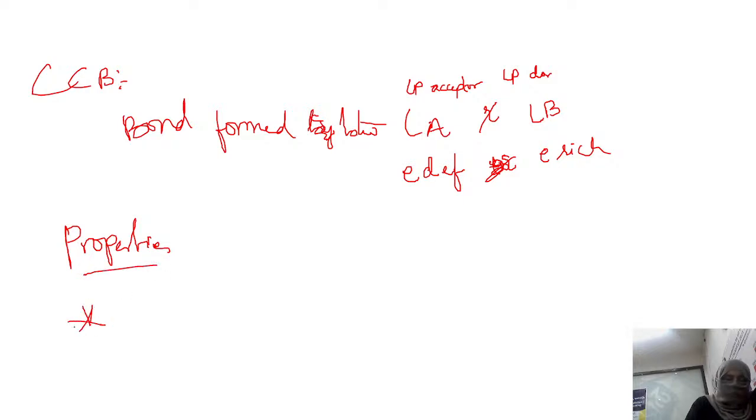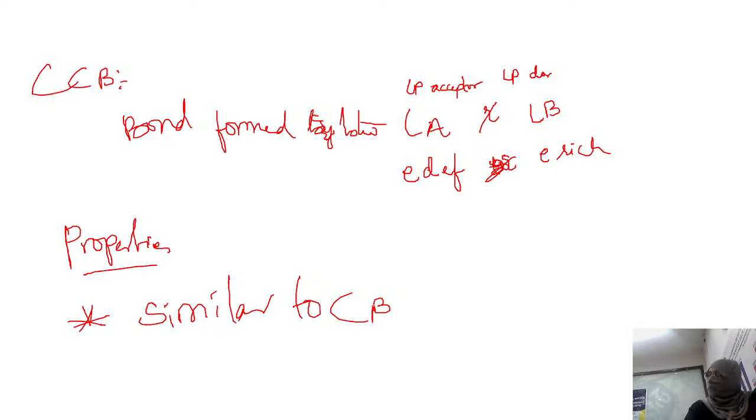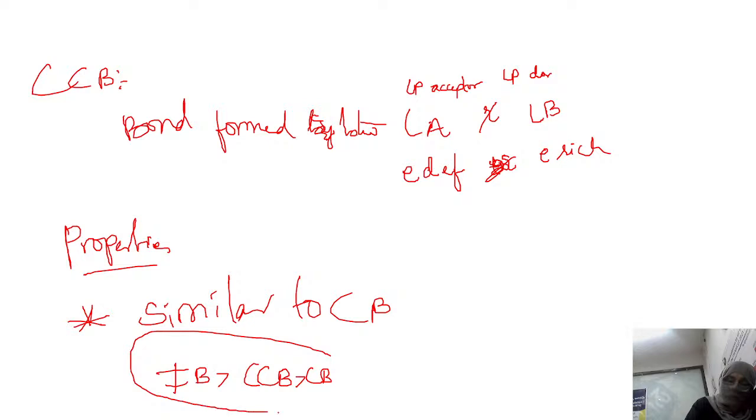Properties. No need to memorize any properties. These are properties similar to covalent compounds, covalent bond. Covalent compounds and coordinate covalent compounds all have similar properties except one thing, that is boiling point. Ionic bond has the highest boiling point, then coordinate covalent compounds or bonds, followed by covalent compounds. Boiling point is highest for ionic, then coordinate covalent, then covalent. That's all about bonds. I hope it is clear.